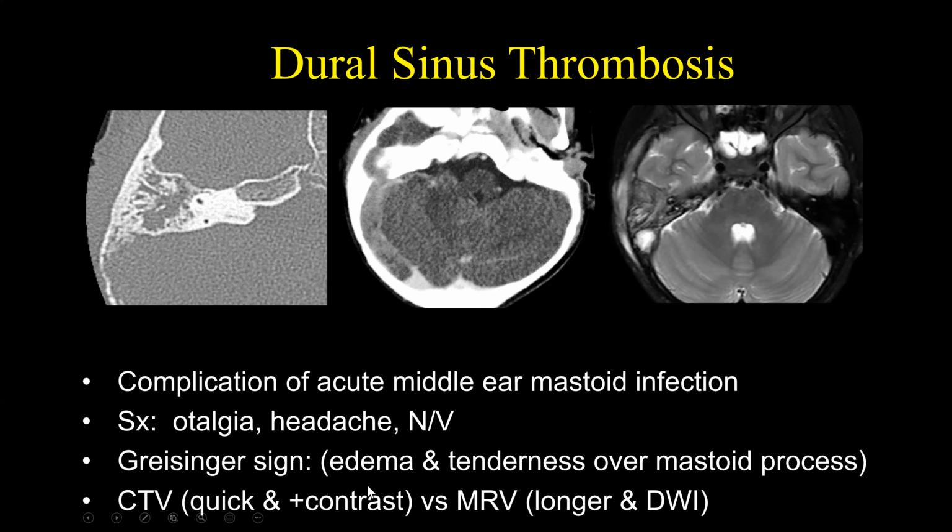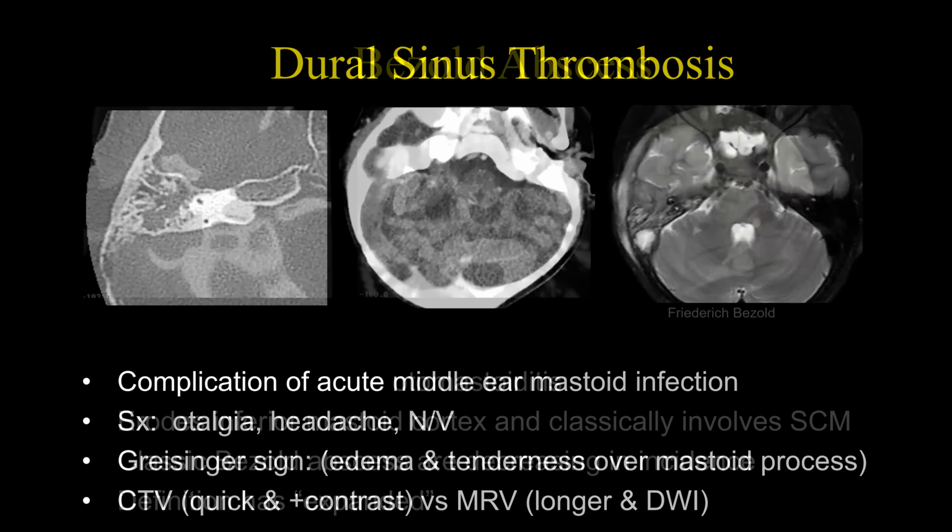Now, you can do either CTV or MRV. I personally like CTV because it's quick and I'm looking at positive contrast. I know sometimes on MRV, it can be a little bit confusing to look at some of the slower flow and try to differentiate whether there's clot versus flow void. Obviously, one thing that's beneficial about MR is that if you are worried about a venous infarction, this can be better seen using diffusion-weighted imaging.